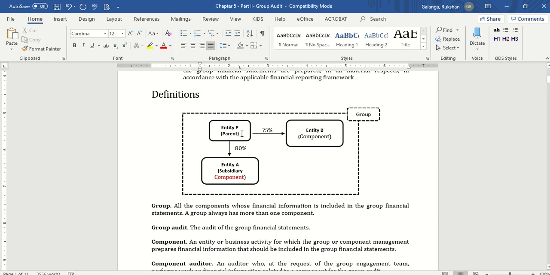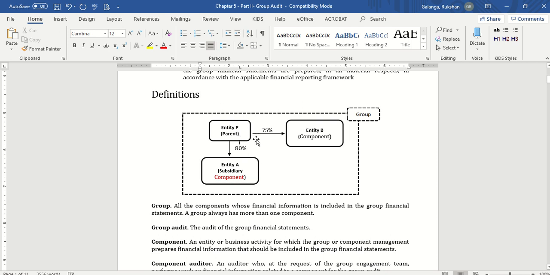Since entity P acquires 80% of entity A, in the sense you have control of that company, right? Entity P has acquired 80% of the shares. Also, entity P has acquired 75% of the shares of entity B. Entity P can control both entities. So consolidated financial statements come into consideration in this situation.